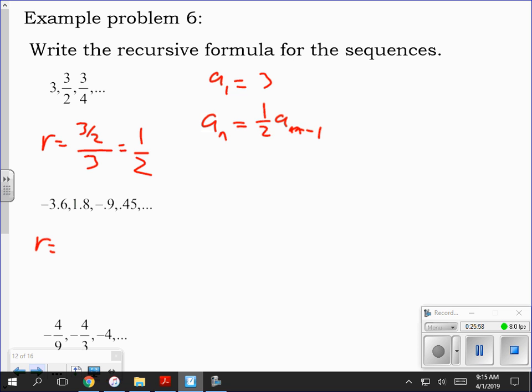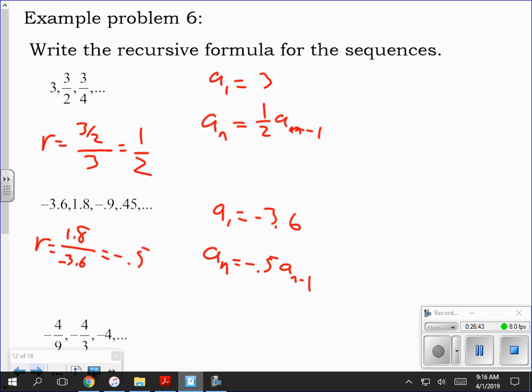R is a little harder to find on this one, but it's not bad. 1.8 divided by negative 3.6, and you get 0.5, so it's negative 0.5. That's my R. So what's my first term? A sub 1 is negative 3.6. How do I find the next term? I multiply times negative 0.5. So A sub n equals negative 0.5 times A sub n minus 1. That's the next term.